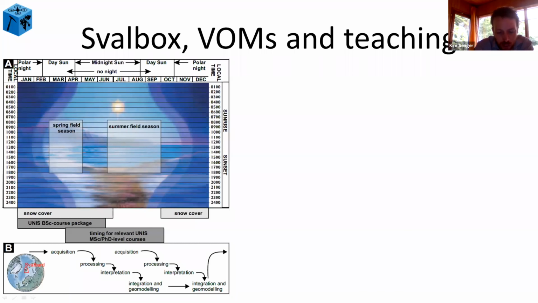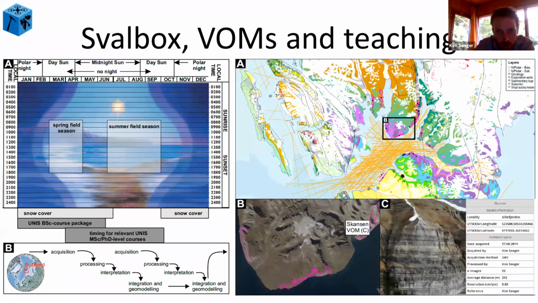One of the tools which really emerged within the last 5 years are virtual outcrop models, or digital outcrop models, which have been around for a few decades in terms of LiDAR acquisition. But now with photogrammetry, you can get them at a fraction of the cost. This is an example of these digital outcrop models, which we collect and share through the Svalbox database. And that way we can really extend these field seasons.